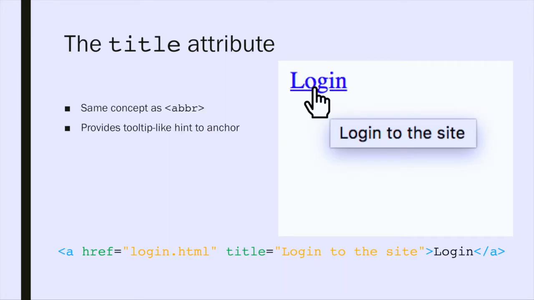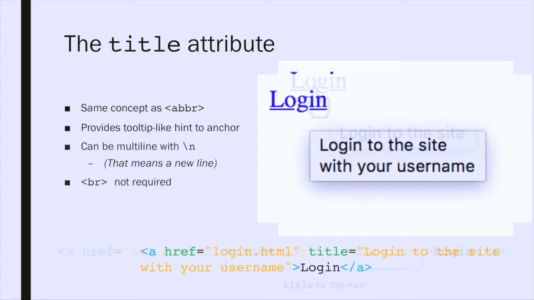Now, the title attribute is the same concept as the ABBR tag. It provides a tooltip-like hint to the anchor point that's being provided. For the code at the bottom, you can see the title attribute, and in this case, log into the site, which shows exactly as a tooltip in the example. You can have different titles in anchor tags, and you can display that as you want.